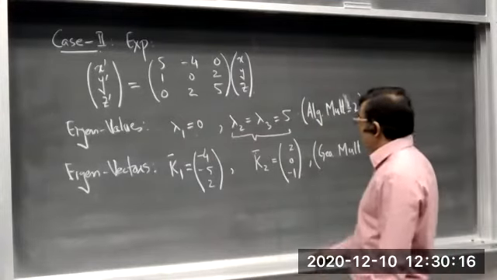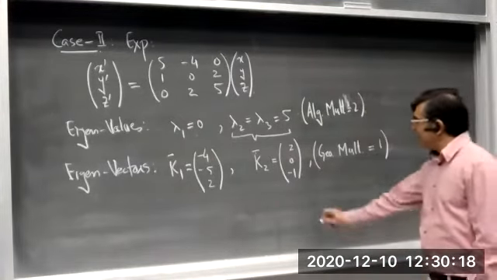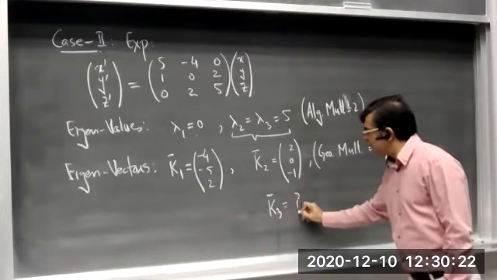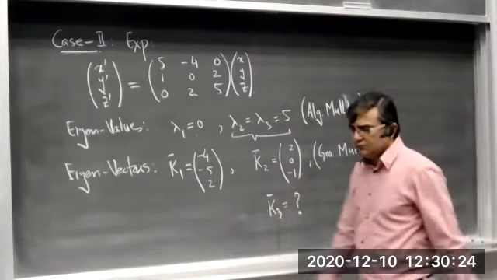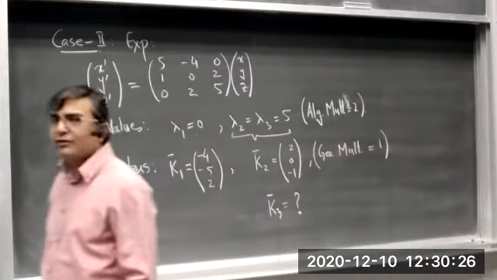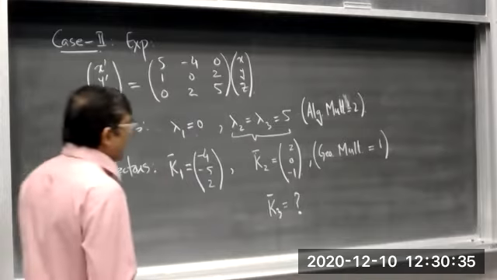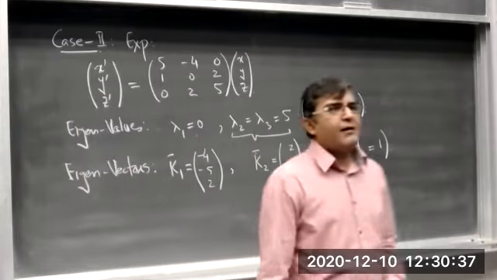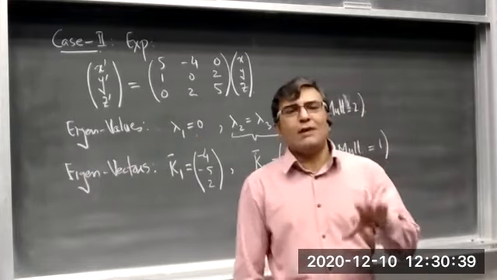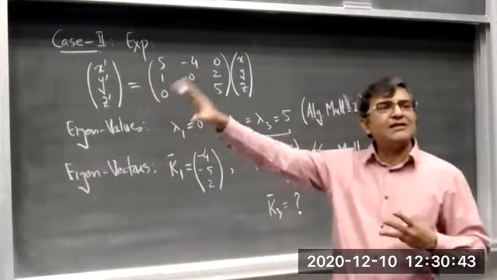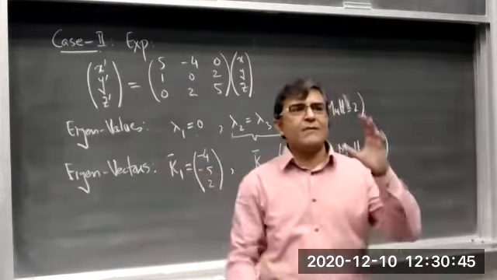Now, what to do? How to find K3? The question is how to find it, because it is mandatory to find the third eigenvector. Otherwise, we are unable to write the general solution. The general solution must contain 3 parameters, because we have a system of 3 first order differential equations.